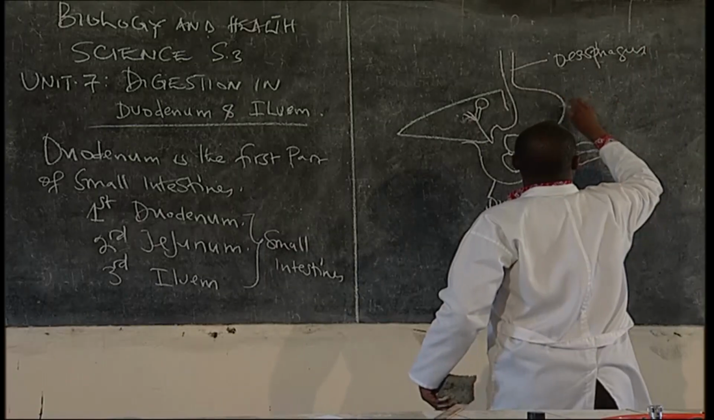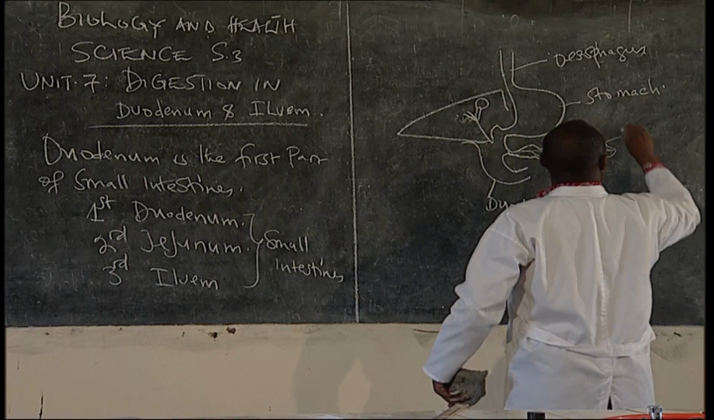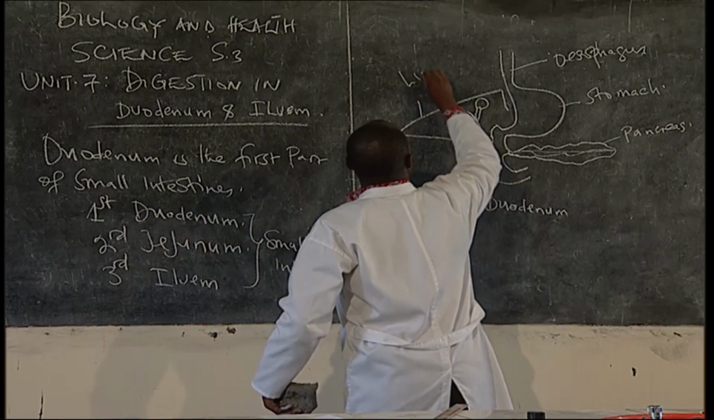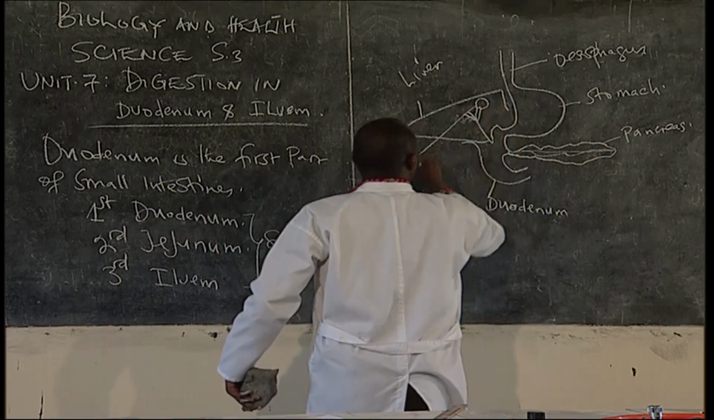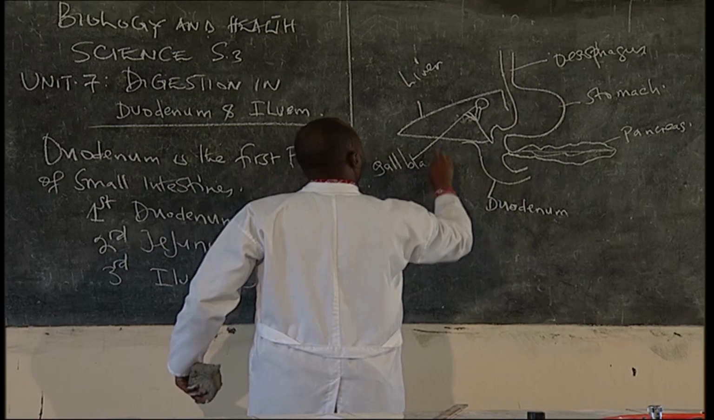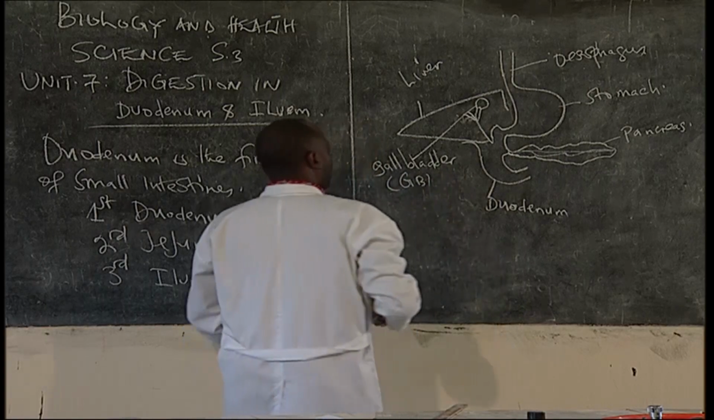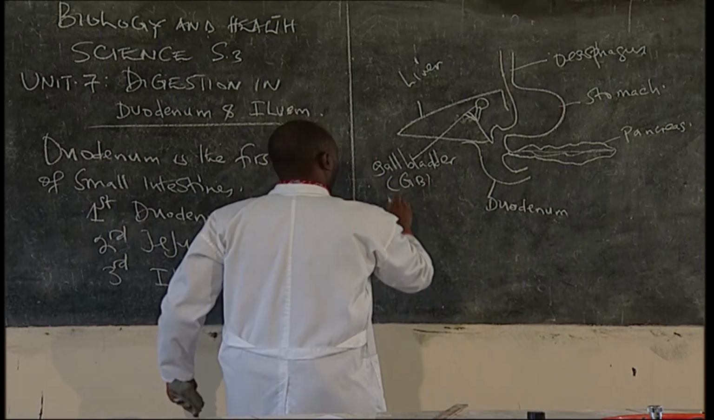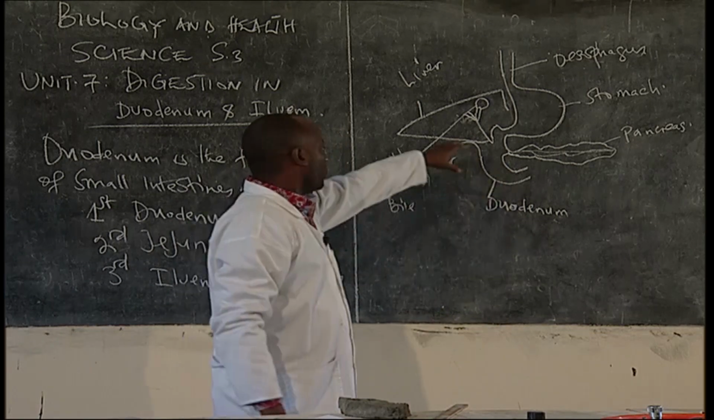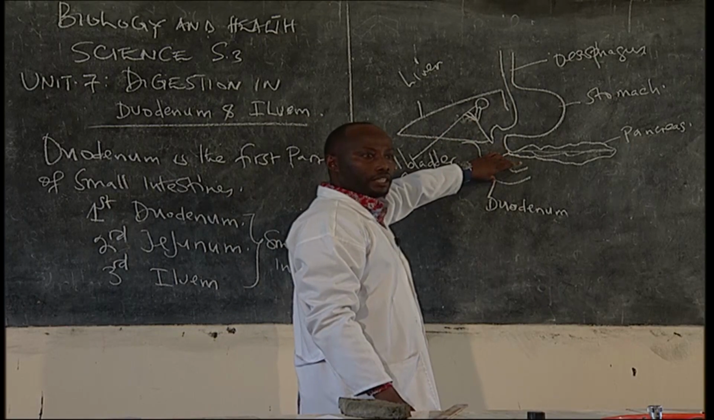Now this is the stomach wall. This is the pancreas. This is the liver. And this one is the gallbladder, or in bracket you can say GB. The gallbladder produces what you call bile. This is a small diagram that tries to show it. So the first part of the small intestine is the duodenum.